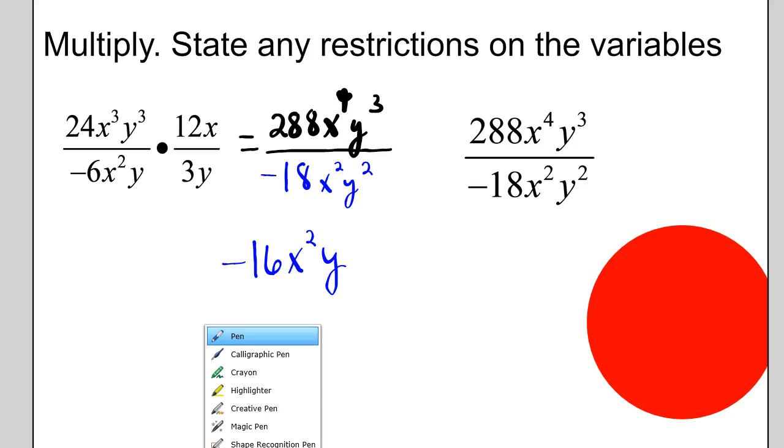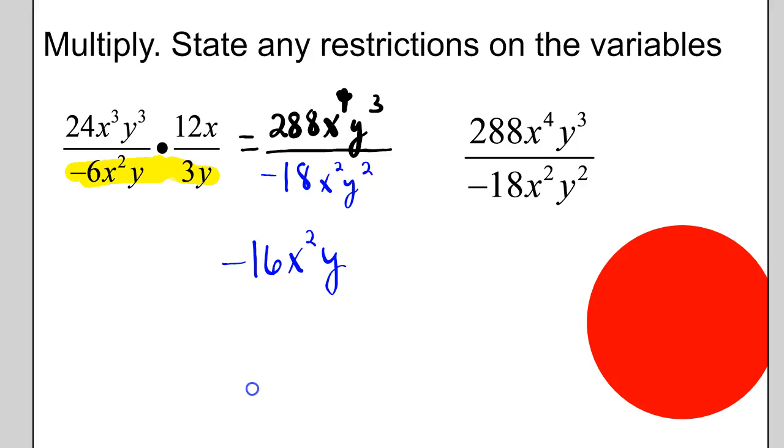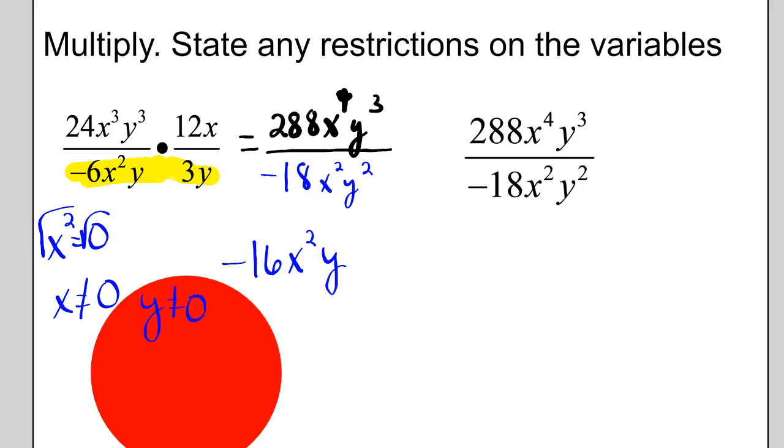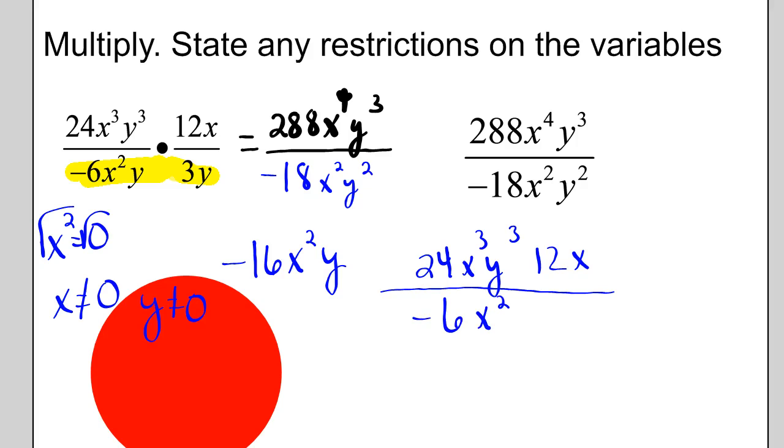I get my restrictions from looking at the terms in the denominator. So I set every variable equal to 0, and I solve for the variable. So x can't be 0 and y can't be 0. Some of you might do this a little more quickly. You might look at this as 24x cubed y cubed times 12x and put it all over one fraction bar, which totally works. And we do all this canceling out.